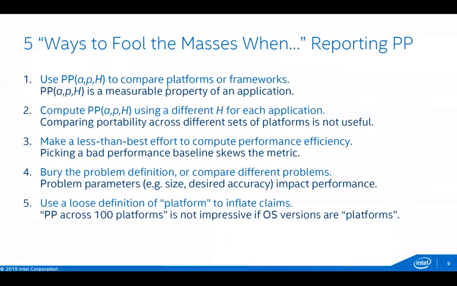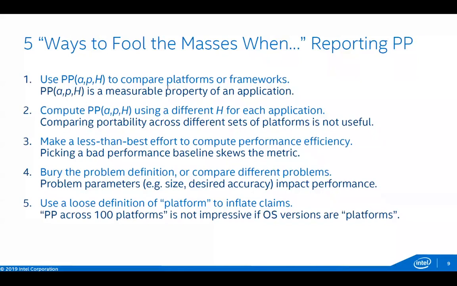A performance portability score is only as good as the performance baseline that it's based on. So it would be very easy to say, well, the best known performance is my own performance, so I've got a performance portability of 100%. And that's great, but it doesn't tell you anything. Similarly, problem parameters like size or floating point precision, all of those things will impact performance. So you need to make sure that you do an apples to apples comparison, just the same as you would with any performance comparison.